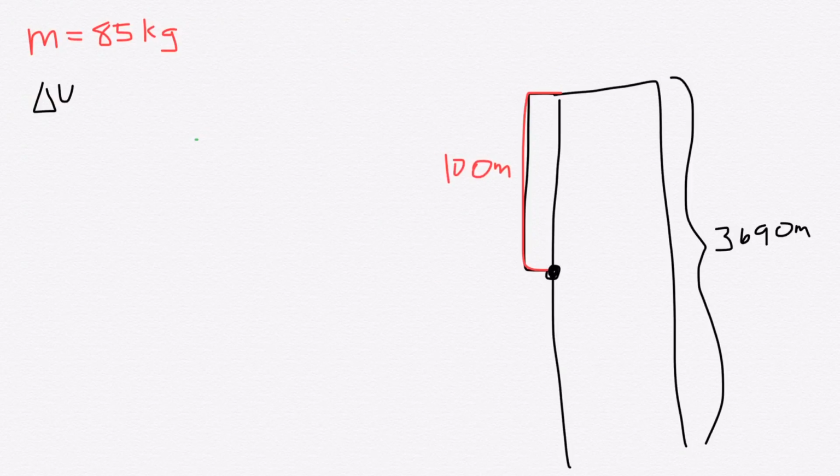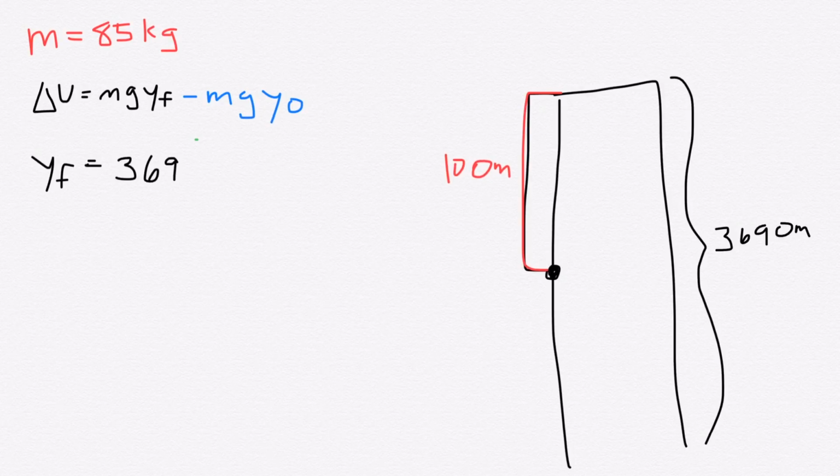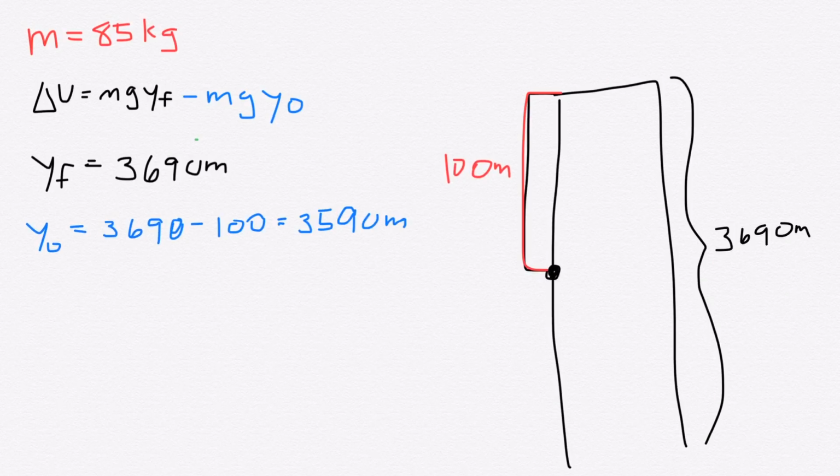So we have our givens, which are the mass of 85 kilograms, the height of the building, and the last 100 meters. So we're going to use the equation: the change in potential energy is equal to the mass times gravity times the height of the final position minus mass times gravity times height of the initial. Y final equals the height of the building, which is 3,690 meters. And Y initial is equal to the height, so 3,690 meters, minus the 100 meters, which is 3,590 meters.